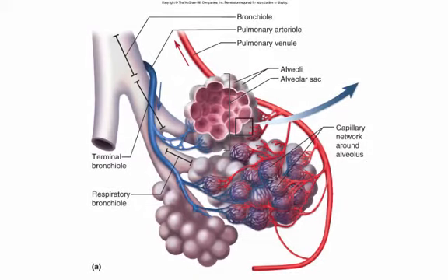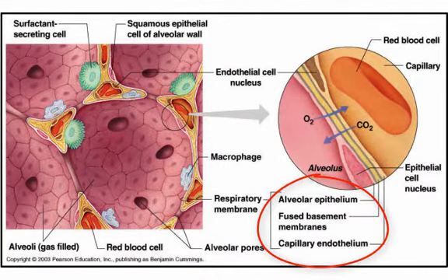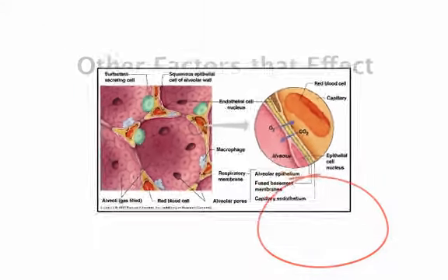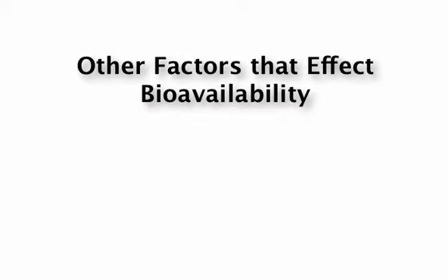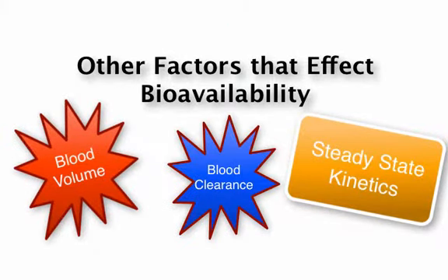Dinitrobenzene is small and hydrophobic enough to make it past the nasopharyngeal and tracheobronchial regions and enter the alveolar sacs. From the alveolar sacs, it must cross the alveolar epithelium, the fused basement membranes, and the capillary epithelium before entering systemic circulation. Other factors could also affect the bioavailability of DNB, such as steady-state kinetics, respiratory rate, blood volume, and blood clearance.